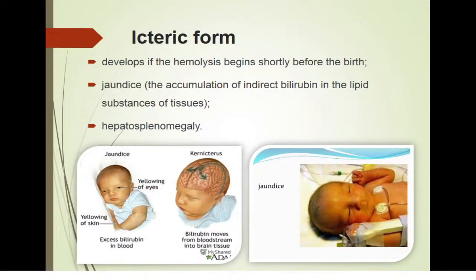The icteric form develops if the hemolysis begins shortly before or after the birth. Jaundice is the accumulation of indirect bilirubin in the lipid substances of tissues: yellow sclera, skin, and visible mucous membranes. Typical hepatosplenomegaly. There may be neurological disorders due to the toxic effect of indirect bilirubin on the central nervous system.